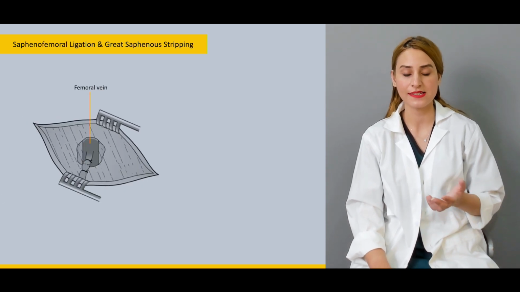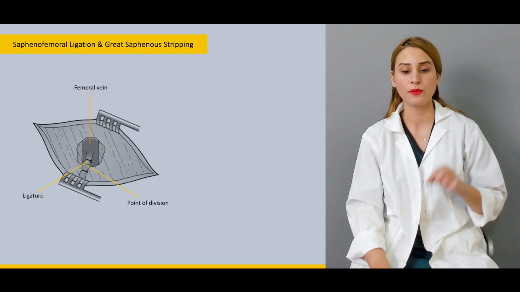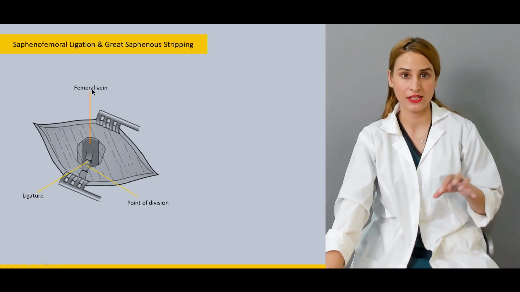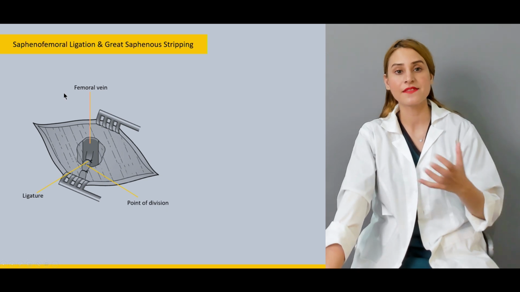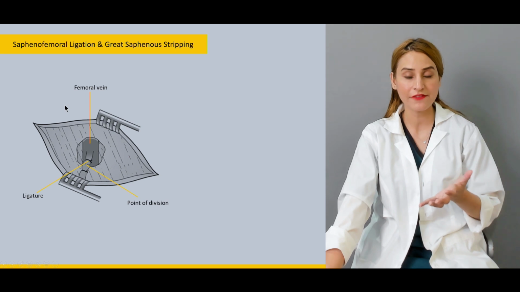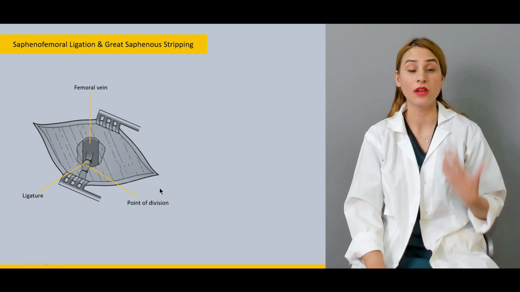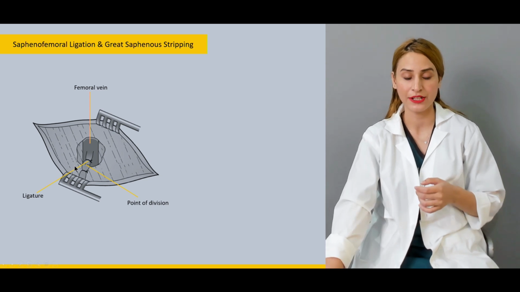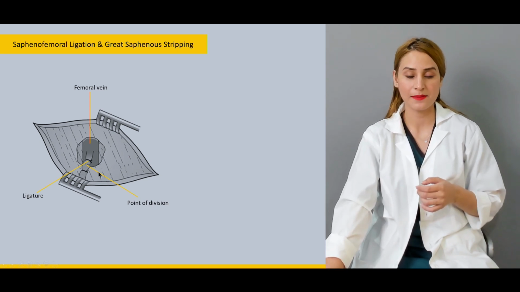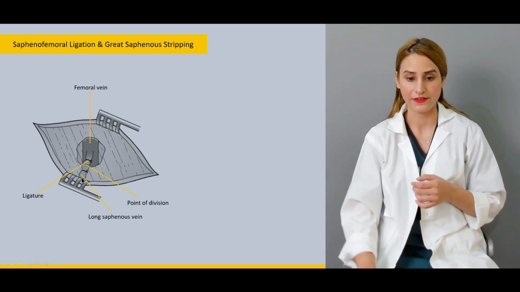You can see here, this is a femoral vein. You identify the femoral vein. This is the point of the division in which the saphenofemoral junction is there. The saphenous vein is draining into the femoral vein. You tie the tributaries, and then you ligate. And then this is the point, you ligate this, and this is the point of the division. You can see in the diagram, and here is the long saphenous vein.